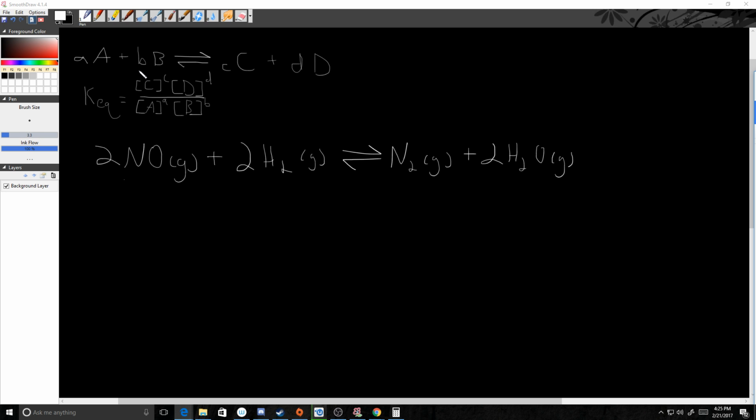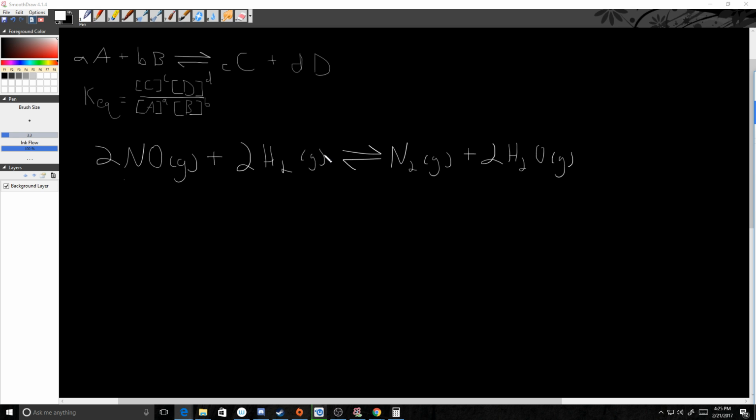That's not very useful. I mean, we can see where the numbers plug in, but let's actually use a real equation to figure out what this looks like. The equation we're going to be looking at is nitrogen monoxide, 2NO, which is a gas, reacts with 2 molecules of hydrogen gas, H2.